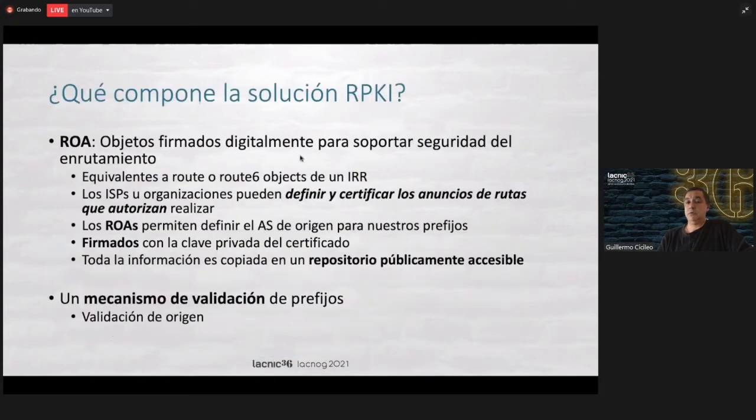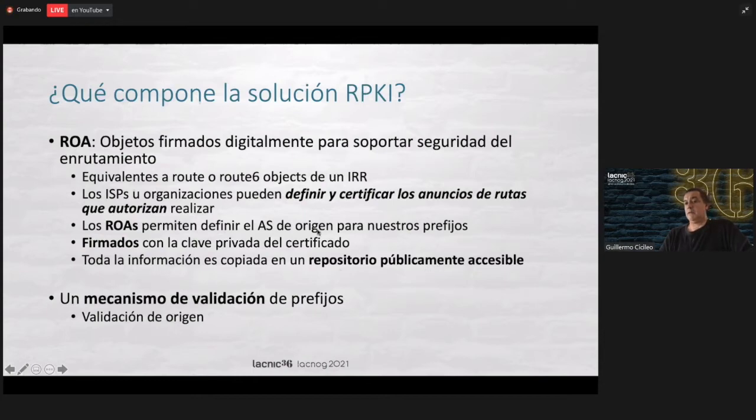With the private key, they'll be able to sign objects that are called ROAs. The ROAs are equivalent to the route and route6 objects of an IRR. The difference is that they are signed digitally with the certificate's private key. And the ROAs enable you to define the origin AS for your prefixes, the same as route objects, which associate a number of prefixes to an autonomous system.